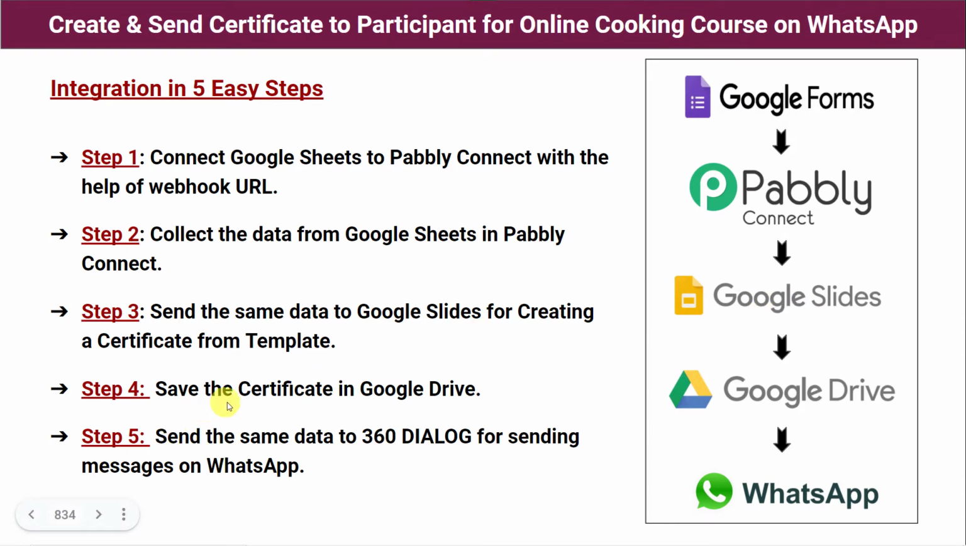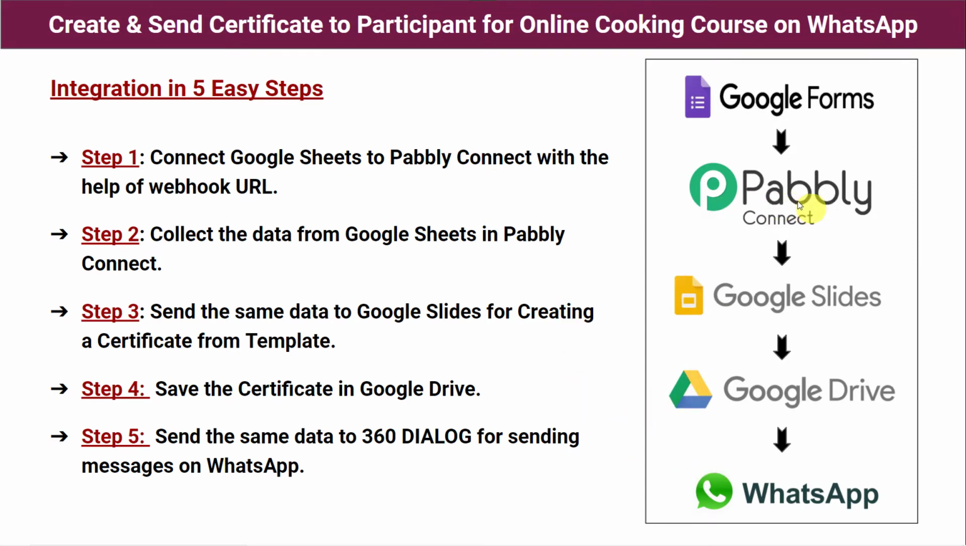Step 4, save the certificate in Google Drive. Okay, so the certificate which is created in Google Slides will be saved into Google Drive as a PDF file so that it can be shared. And at step 5, send the same data to 360 dialog for sending messages on WhatsApp. So the certificate which is saved into Google Drive will be sent to the WhatsApp number of the participant using 360 dialog. So in this way, we are going to create the integration between Google Forms, Google Slides, Google Drive and WhatsApp using Pabbly Connect.